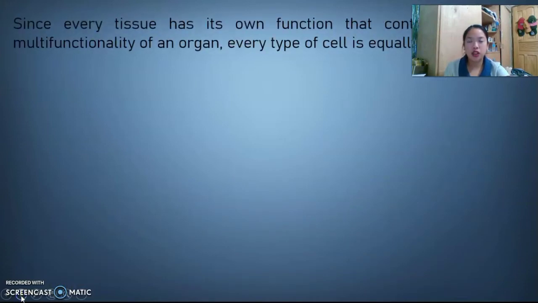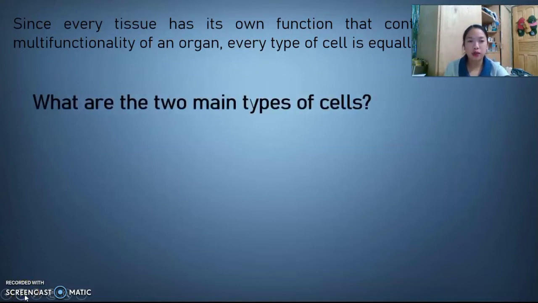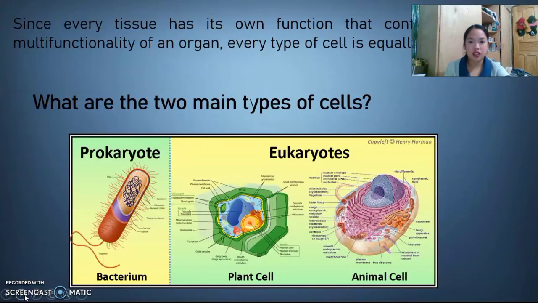Since every tissue has its own function that contributes to the multifunctionality of an organ, every type of cell is equally important. There are two main types of cells, the prokaryotes and the eukaryotes. An example of a prokaryote is a bacterium, while eukaryotes include plant cells and animal cells.